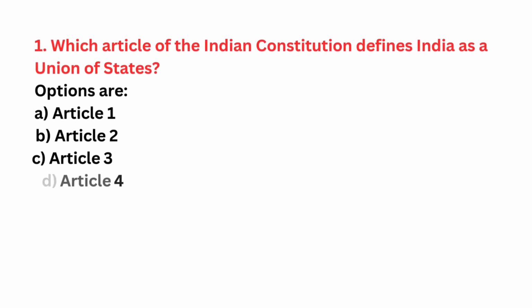1. Which article of the Indian Constitution defines India as a union of states? Options are A. Article 1, B. Article 2, C. Article 3, D. Article 4.